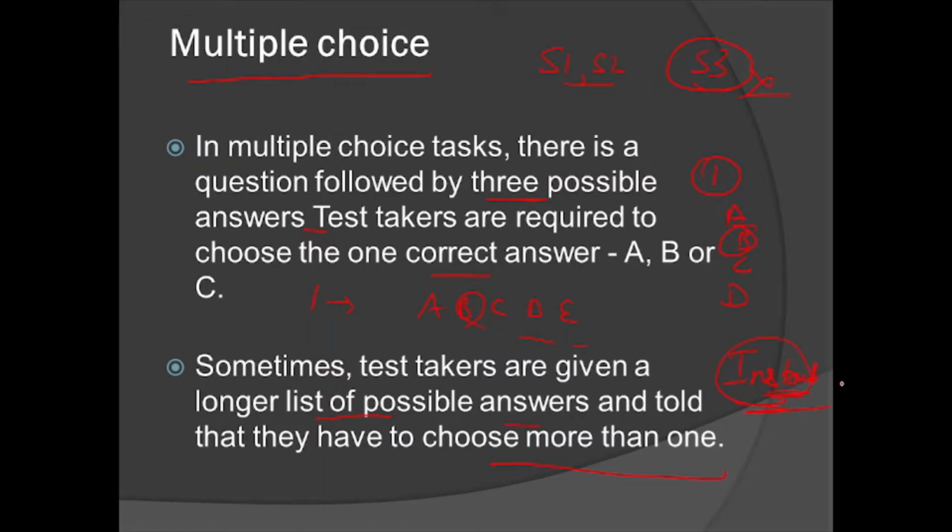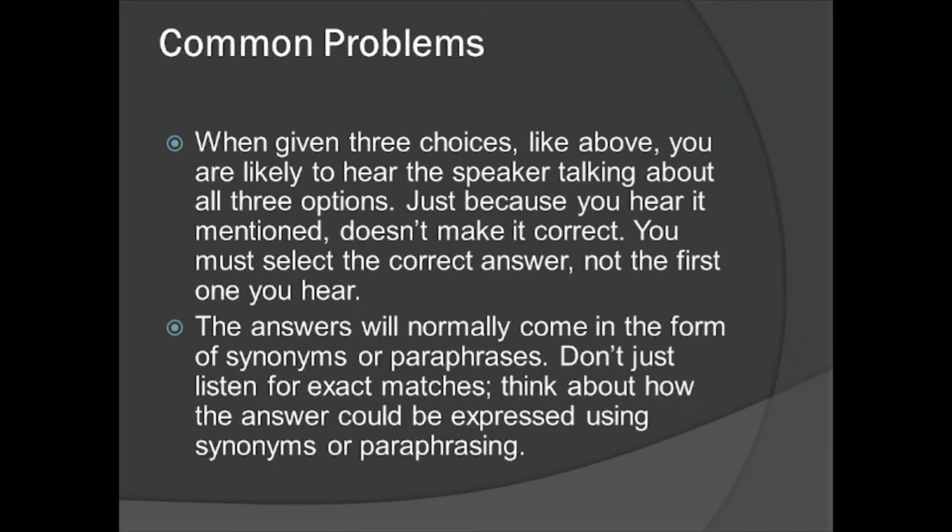Okay. What are common problems that students face in multiple choice? So when given 3 choices like above, you are likely to hear the speaker talking about all 3 options. Here the problem is, sometimes if they just speak about 1 or 2 options, it's easy to find. But the person is going to speak about each and every option. So just because you hear it mentioned does not make it correct. You must select the correct answer, not the first one you hear.